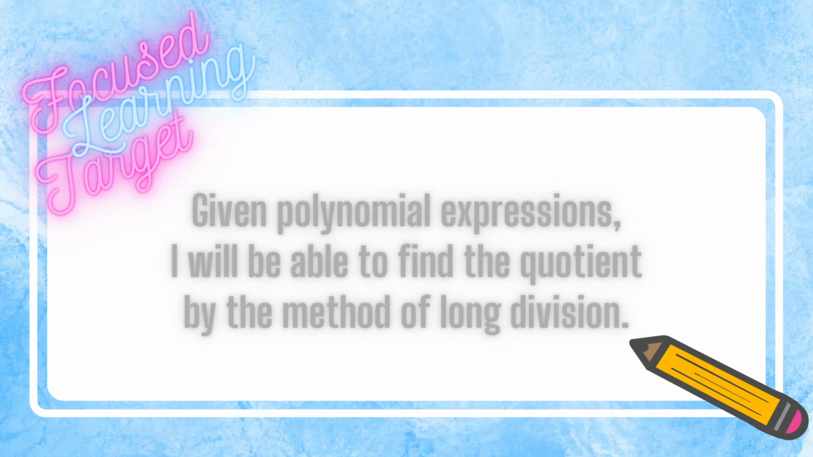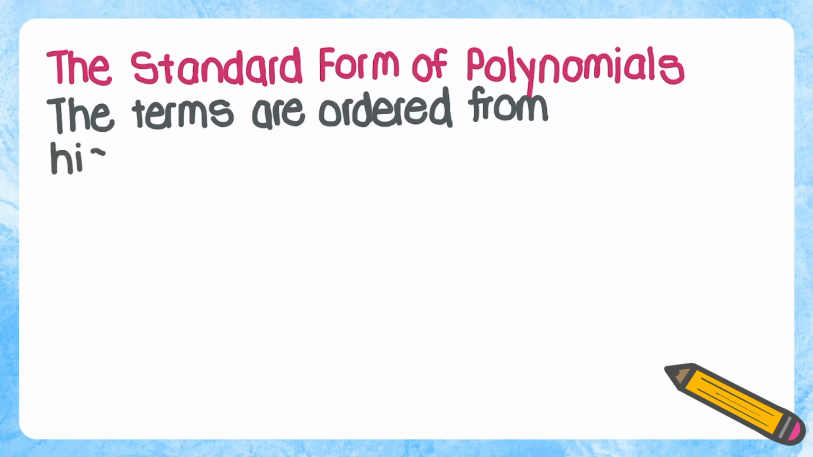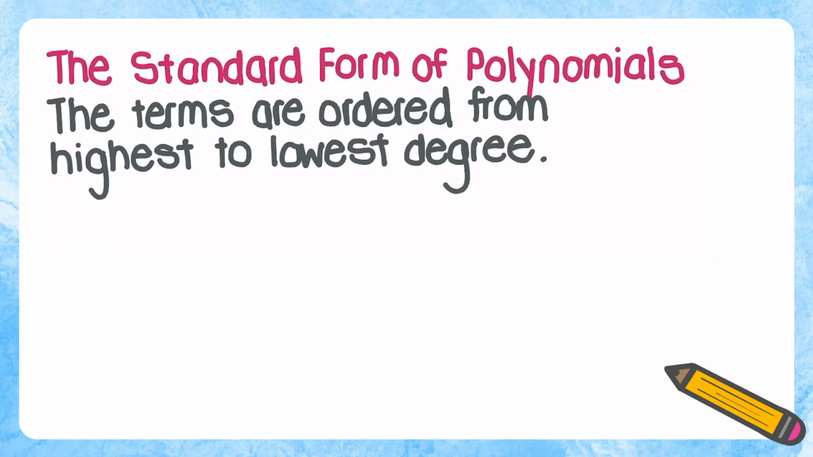Dividing polynomials. So first, let's go over the standard form of polynomials. If a polynomial is written in standard form, this means that the terms are written from highest to lowest degree. So they're written in order from the term with the highest degree, the largest exponent, down to the term with the smallest exponent. In general, before we start with any problem, we want to make sure that the polynomial is written in standard form. So let's take a look at an example.